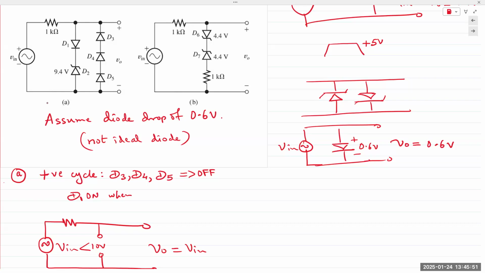If I assume an ideal diode, I would simply state a voltage drop of 0 volts. Zener turns on when V in goes above 9.4, and at the output I get 9.4 volts. But because my assumption is a diode drop of 0.6 volts is required, V in must equal the diode drop of 0.6 plus the Zener voltage of 9.4, and then the result would be 10 volts out. Does that answer your question?